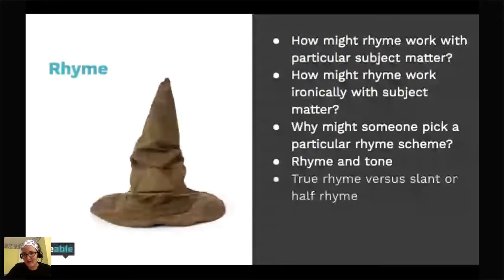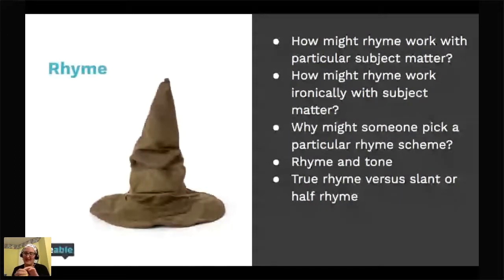True rhyme versus slant rhyme. I like to ask this question. How many of you hate slant rhyme or half rhyme? I knew it. There's at least one, but I'm sure there's more than one. Oh, there you are. Why do you hate it? What's wrong with it? So slant rhyme is when, instead of saying cat and bat, which rhyme, a slant rhyme might be cat and bad. So it almost rhymes.